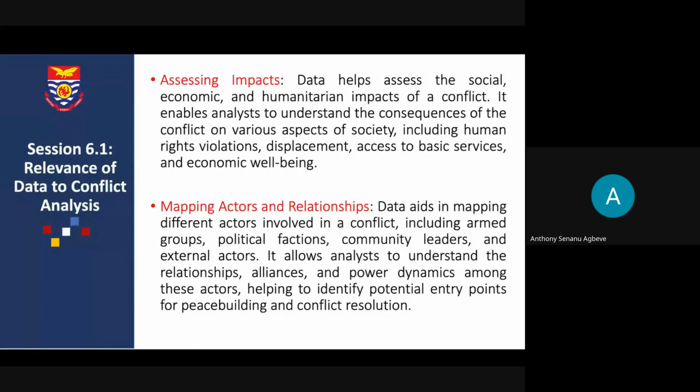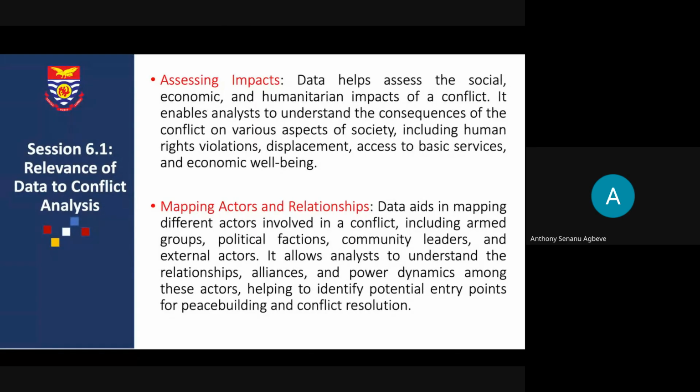And then another relevance of it is that it helps you to map the actors and the relationship that exists among them. So the data will be able to point to you who are the individuals or the actors involved in the conflict, and what is the relationship that exists among these people. So party A, party B, these are the actors. What is the relationship among these people, right? What are the power dynamics? And how can we identify potential entry points for peace building and conflict resolution?